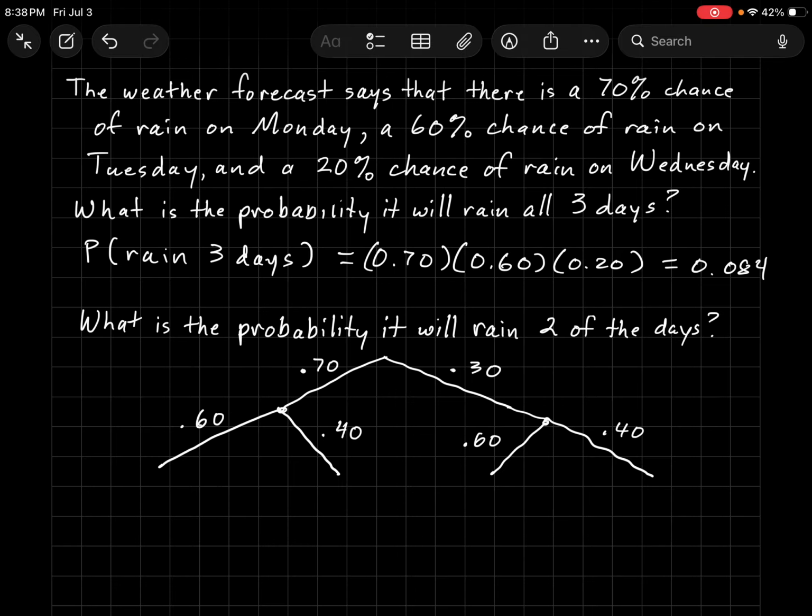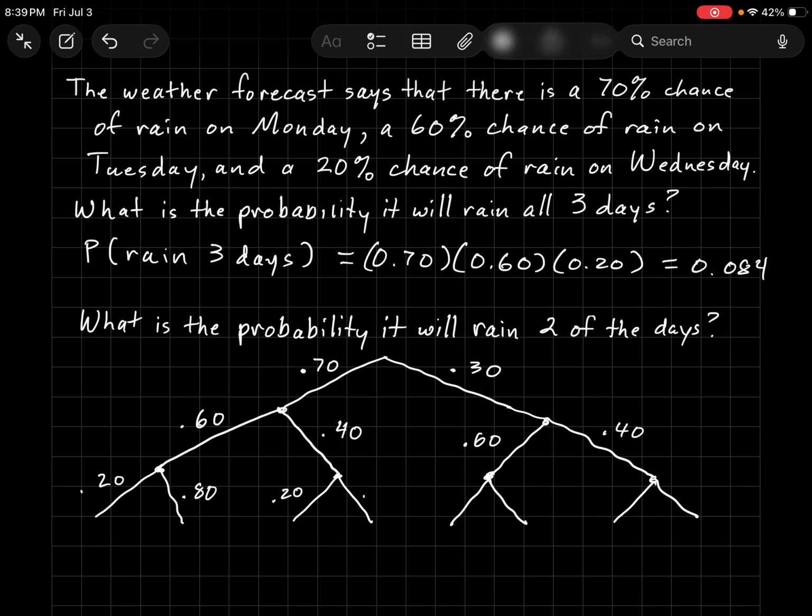And then my third day, Wednesday, I'll do one more level of branches. And you can see that when it gets to be too many levels, this problem gets really complicated. The picture gets really messy. But again, I'm going to put rain on the left, no rain on the right for all of these. And it might seem like a lot of work to do, but I find that in the end, it makes solving the problem much easier for me.